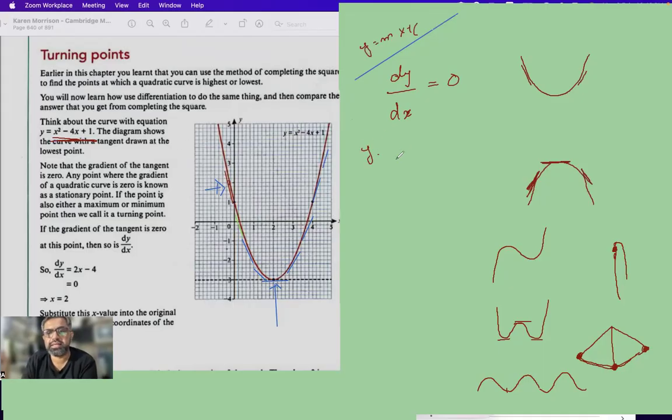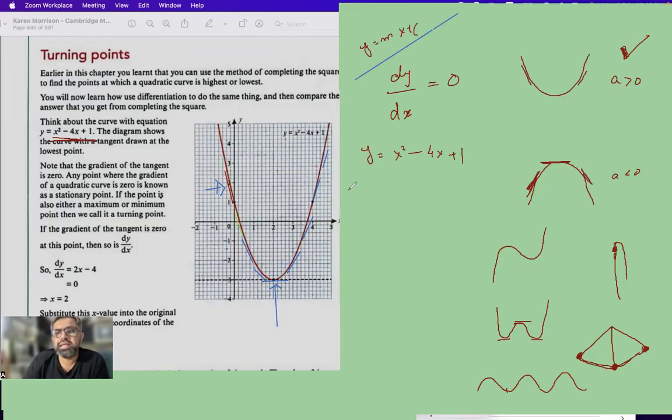Y is equal to x square minus 4x plus 1. We know the orientation of the parabola is facing upward because the coefficient of x square is positive. When a is positive, it's facing upward; when a is negative, it's facing downward. In this case, a is positive, so it's facing upward, and the turning point is going to be a minimum point.